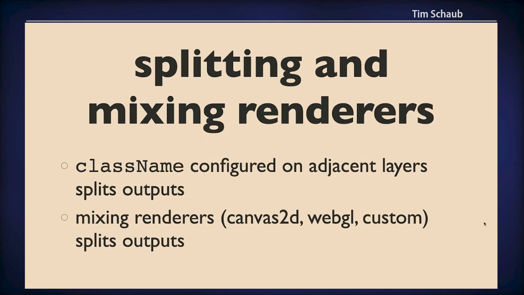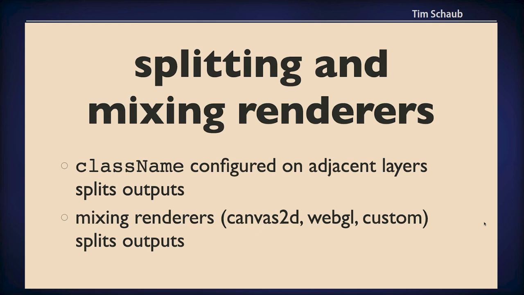With version 6, we also introduced a class name property, which allowed us to modify the rendered output using CSS or to provide separate pre-render and post-render functions for each renderer. Class name was the property that allowed you to split renderers, and that's still available. So if you want OpenLayers to render one layer to its own canvas, you can use this class name property.